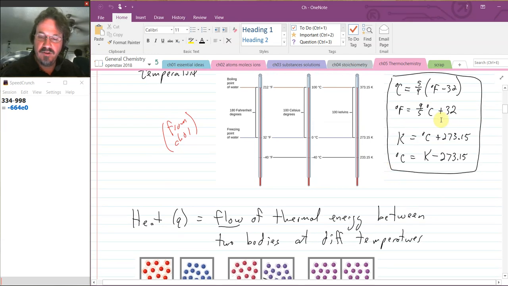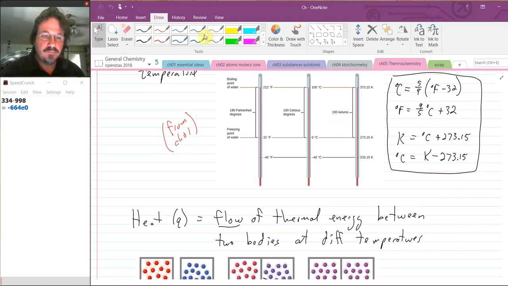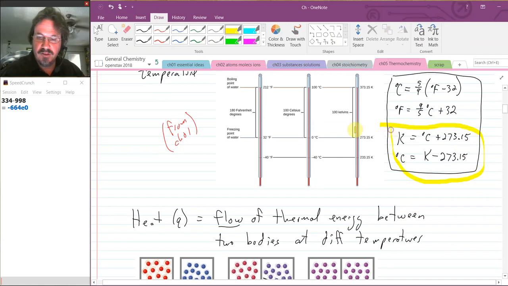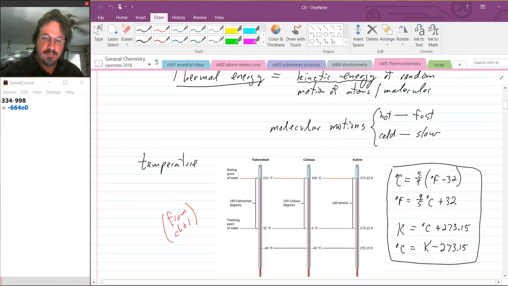However, these two right here, very, very useful. Yes, we are going to use those an awful lot. And so, from Kelvin to Celsius right there. If you have Celsius and you want Kelvin, just add 273.15. Or if you have Kelvin and want Celsius, subtract 273.15. See, we don't need any multiplying because the size of the unit is the same. All we have to do is slide the scale up or down essentially. And so we'll be using those quite a bit.